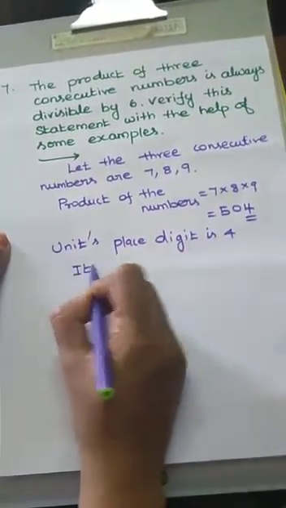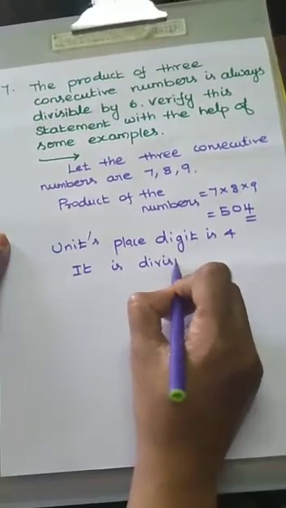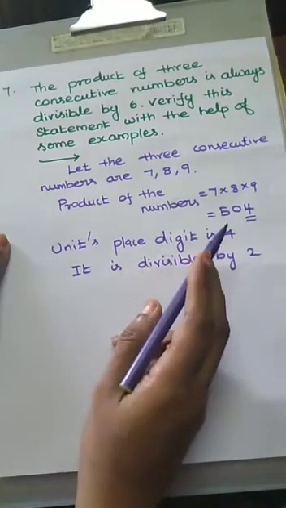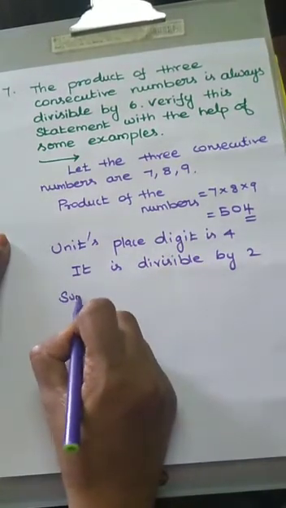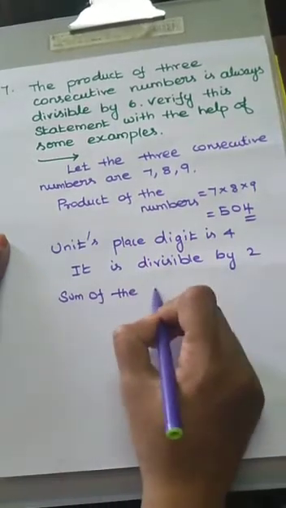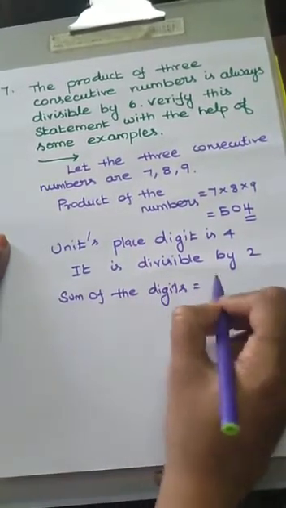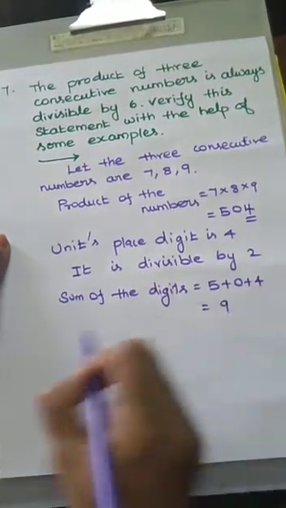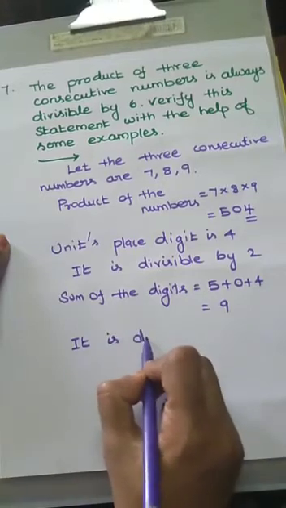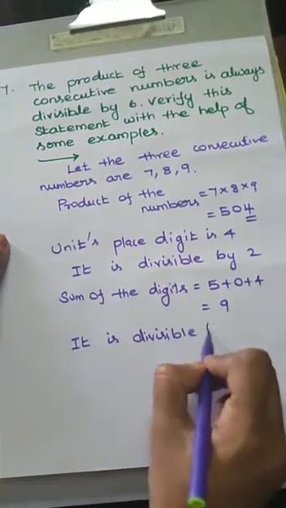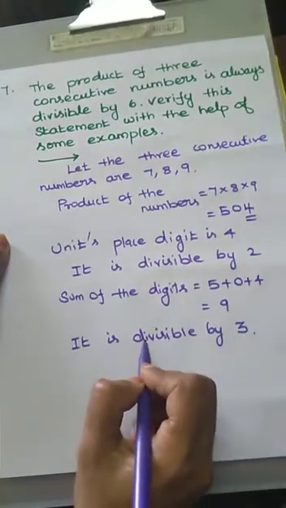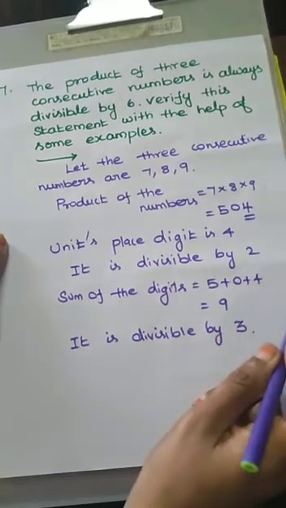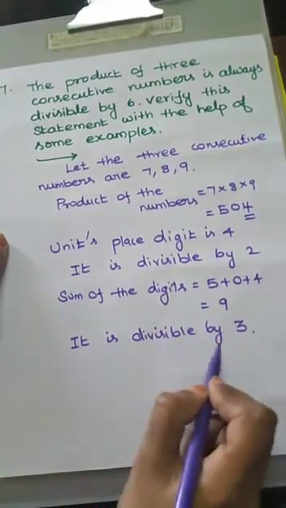So, it is divisible by 2. The first condition is over. Next, we have to check whether the number is divisible by 3. Okay. So, check the sum of the digits. Sum of the digits means we have to write 5 plus 0 plus 4. 5 plus 4 is 9. So, it is divisible by 3. Actually, this statement is proved for 6 because it is divisible by 2 and divisible by 3. So, the divisibility test of 6 is true here.